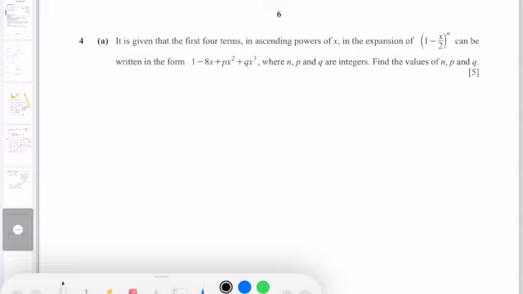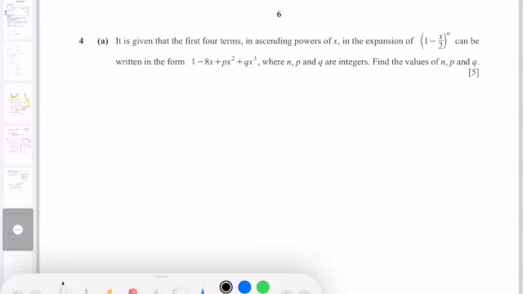6 shift c 4, that is 15. We can multiply into 4 by 81, so 20 by 27. So this is the final answer for the term independent of x in the expansion of that one. The answer is given as a rational number.